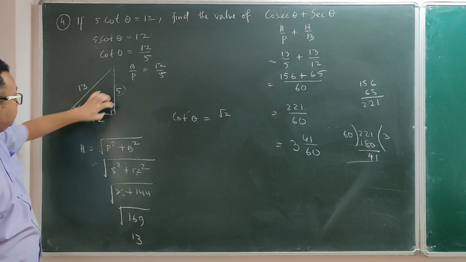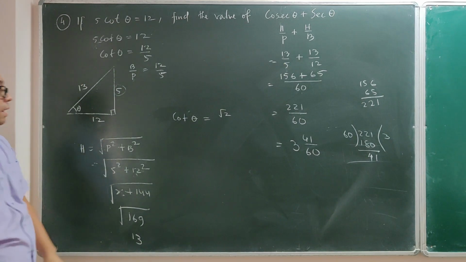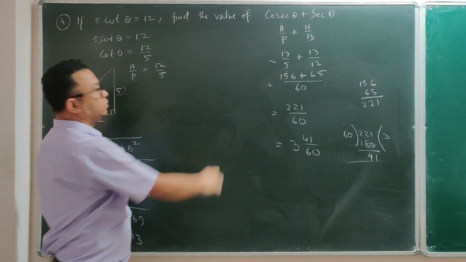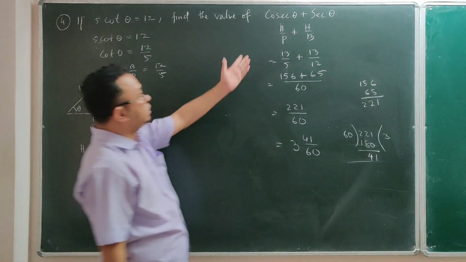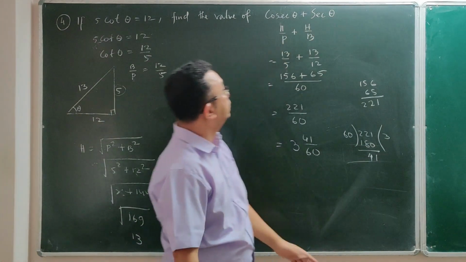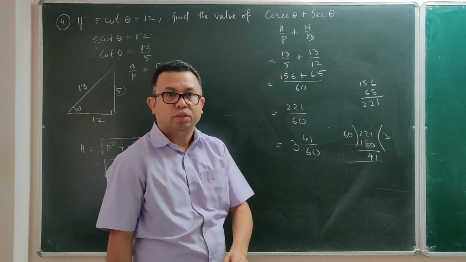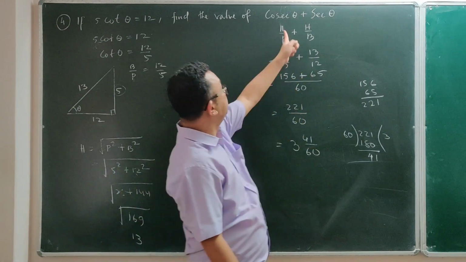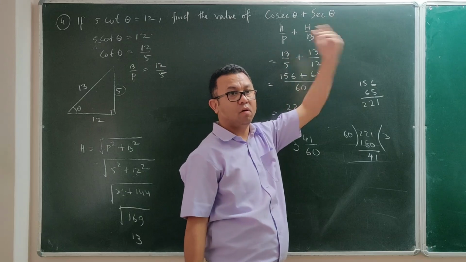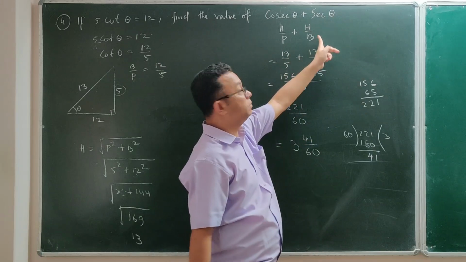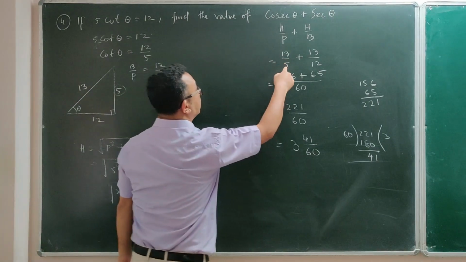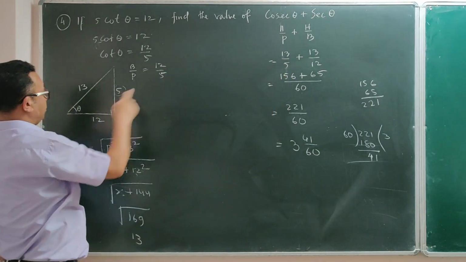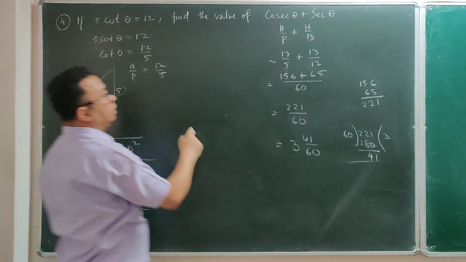So now I have all the three sides of the triangle. I have perpendicular, I have base, as well as hypotenuse. Now, since the question is asking to find cosec theta plus sec theta: cosec is the reciprocal of sine, sine is p by h, so this becomes h by p. Sec is the reciprocal of cos, cos is b by h, so this becomes h by b. Now from the diagram, you can see hypotenuse is 13, perpendicular is 5. Then next one, hypotenuse again 13, base is 12.